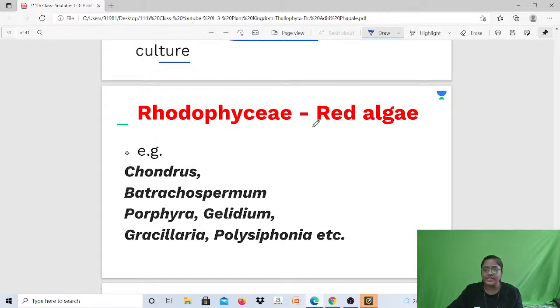Examples of Rhodophyceae, or red algae: Chondrus, Batrachospermum, Porphyra, Gelidium, Gracilaria, and Polysiphonia. Okay?